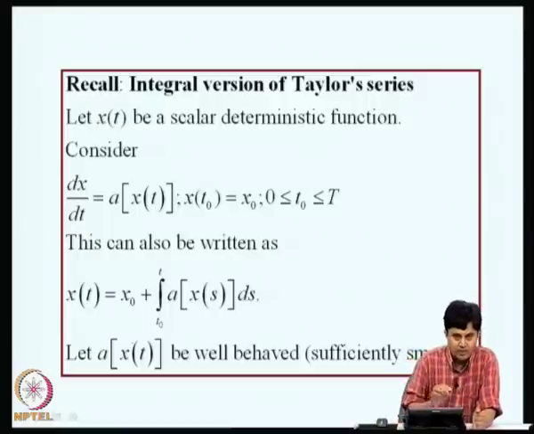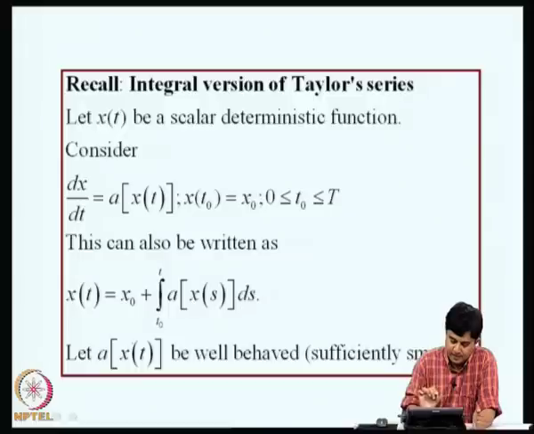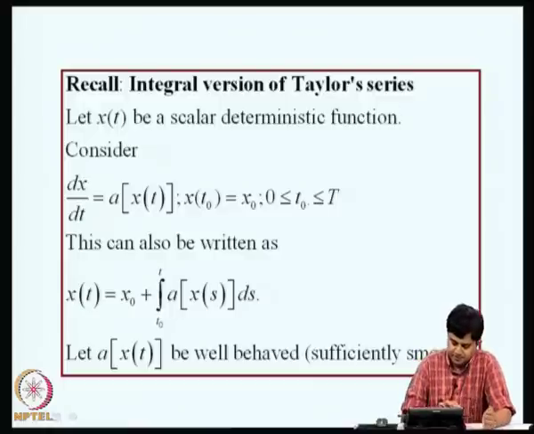To facilitate that, we will quickly recall Taylor series, but in a slightly different form known as the integral version of Taylor series. Now, let x of t be a scalar deterministic function. Now, consider the differential equation dx by dt is a of x of t, and the condition on x of t is given at t naught to be x naught, and t naught itself can take values from 0 to capital T. This can also be written as x of t equals x naught, which is the value at t equal to t naught, plus the integral from t naught to t of a of x of s ds, because dx is a of x of t into dt. So, if I integrate that, this is the derivative and this is the time length, so it should give the change in x of t from t naught to t.